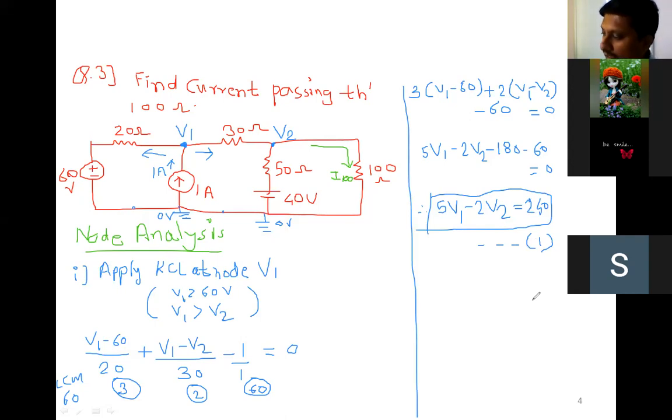Now, second equation, how to get? We have to apply the KCL at V2, the second principal node. So this is outgoing, this is also outgoing. If not known, you can mark as outgoing. So all are outgoing currents. Here the positive terminal of 40 volt is there, and here negative is there. So if V2 is greater than 40, then this direction will be correct. Top to bottom it is flowing, that will be correct when V2 is greater than 40 volt. That you have to assume.